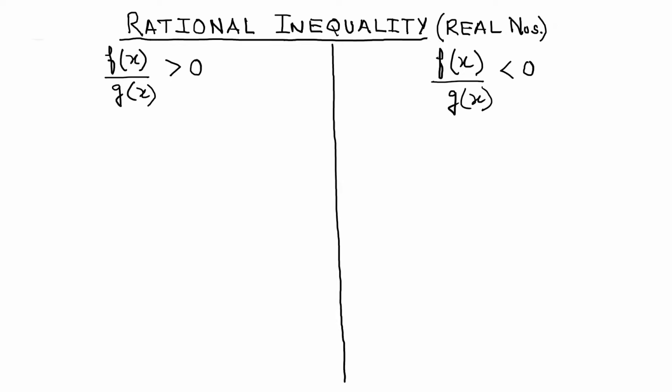Okay, going ahead, we are going to discuss two different types of rational inequalities when we are talking about real numbers. So here you would see that f(x) and g(x) are two real number functions, such that the first inequality that we are going to talk about is f(x) divided by g(x) greater than 0, and the second one is f(x) divided by g(x) lesser than 0.